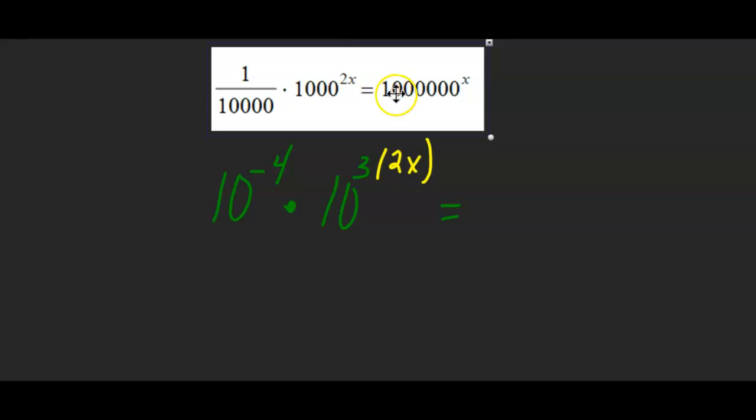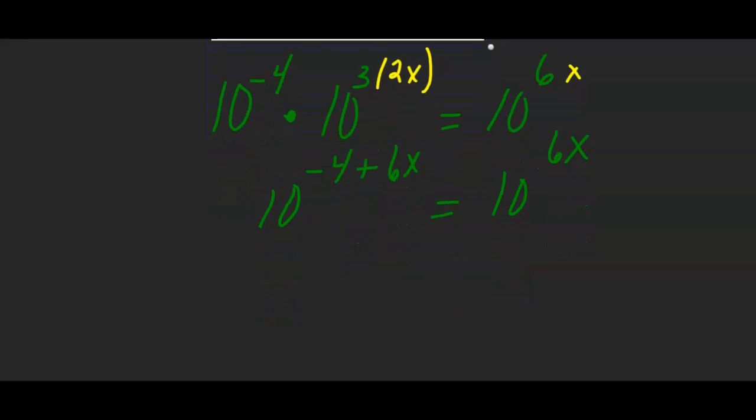And then this is 10 to the 1, 2, 3, 4, 5, 6. 10 to the 6. But we already had an exponent there, so you have to multiply. Okay, so now you have everything to the same base. You're going to add your exponents. 10 to the negative 4 plus, and this right here when we multiply will give us 6x. 10 to the 6x. So our bases are the same. The exponents are equal.